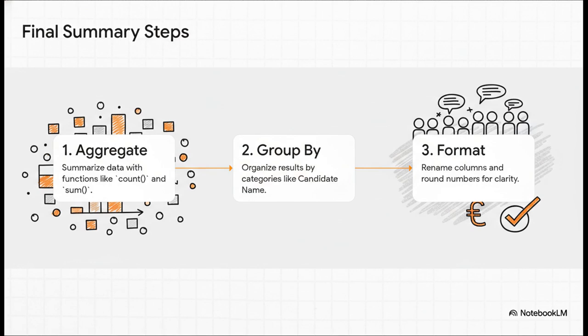We need to summarize. I mean, instead of looking at thousands of individual contributions, we want to see the big picture. So we use functions to sum up all the contribution amounts, and then we group those totals by the candidate's name. This is what lets us see exactly how much each candidate raised in total.